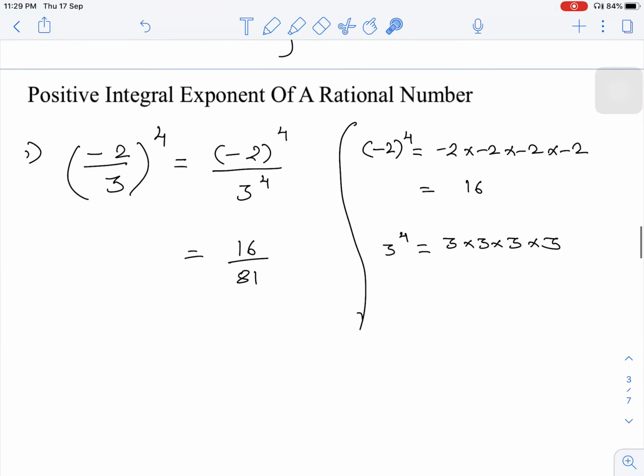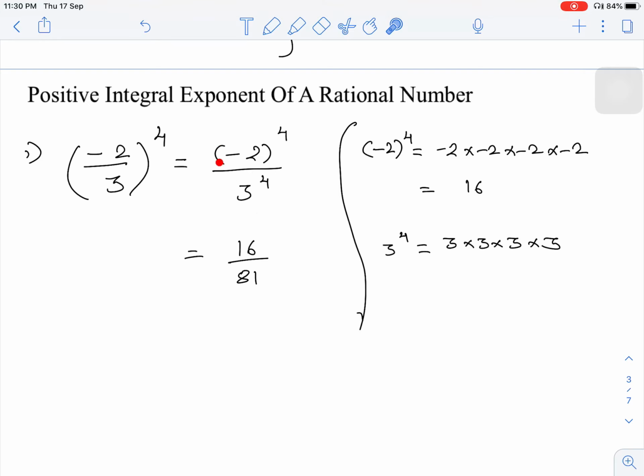Okay, now let us move towards the next part, that is positive integral exponent of a rational number. That means that if the power is a positive number, then how to write it? Just now we have seen above minus 2 upon 3 raised to 4. So we have learned that this 4 applies to both the numerator and the denominator. Suppose you want to find the value of this, how will we write it? First, we will write this 4 individually for the numerator and for the denominator.